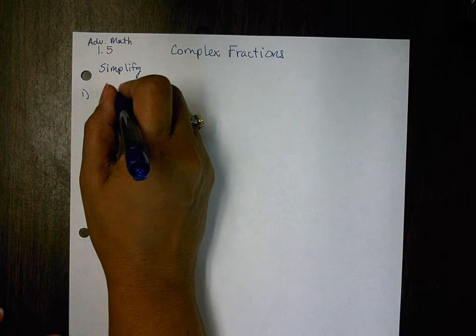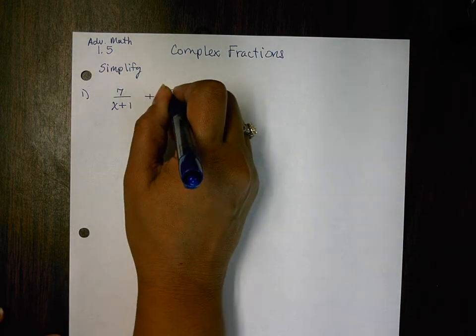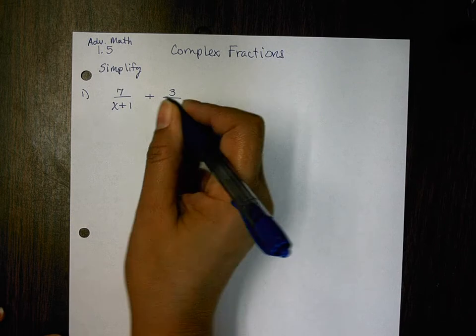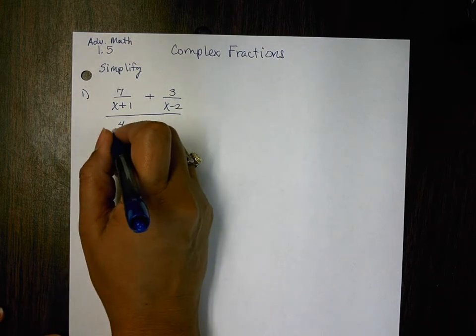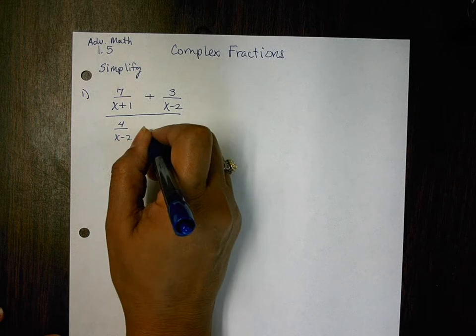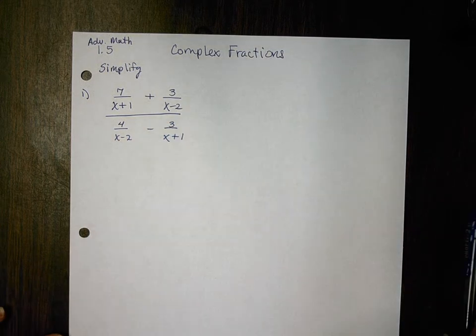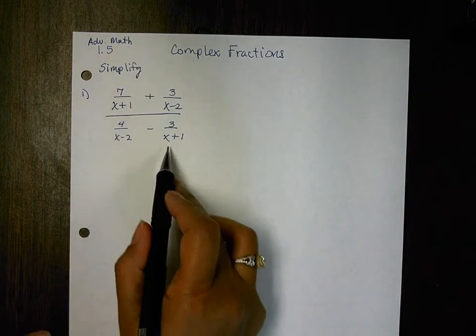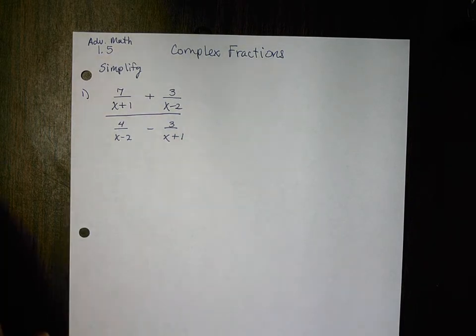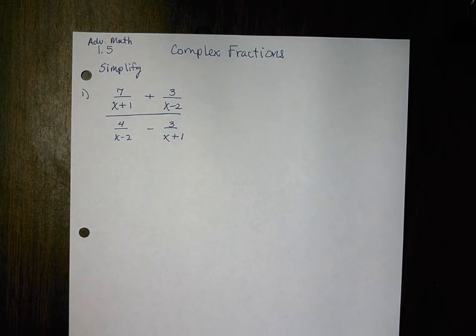Number 1: 7 over x plus 1 plus 3 over x minus 2, all over 4 over x minus 2 minus 3 over x plus 1. Okay, things you cannot do. You can't, again, just willy-nilly go around canceling things. It does not work that way. What you're going to do is try to clear the complex fraction.